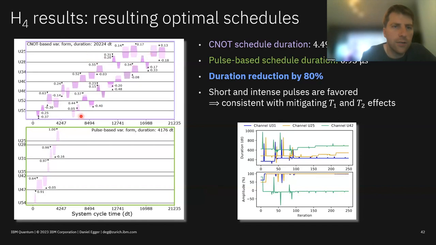Once again, if you compare the schedules, you will see that the pulse-based variational form is about 20% of the duration of the C0 one. It's a lot shorter. I haven't included the single qubit pulses here because it would become way too messy. But if we only look at the C0, the cross-resonance pulses, you'll see it's a lot shorter. Also, what we see very quickly is that the optimizer tends to push up the amplitude of the pulses, once again, to favor intense but short pulses.